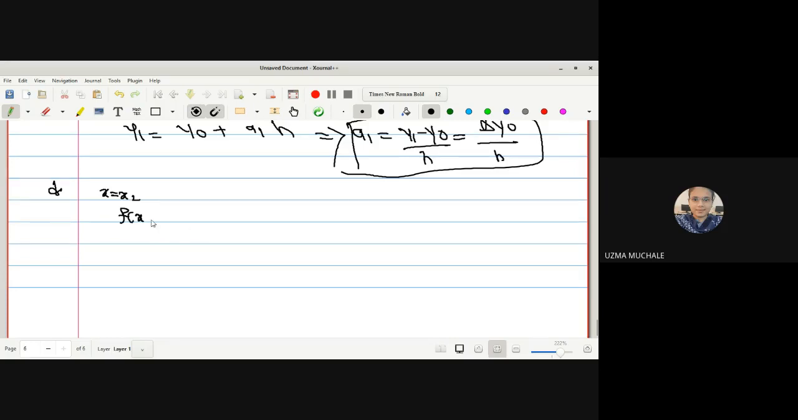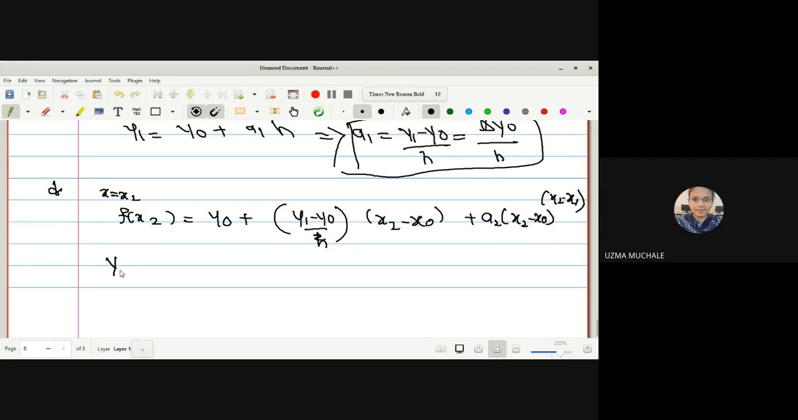Okay, what you have to do is, f of x2 is equal to a0, which is y0, plus the value of a1 we have got, which is y1 minus y0 divided by h, into, what is the value? It is x2 minus x0 now, plus a2 into x2 minus x0 into x2 minus x1. F of x2 is nothing but your y2, equal to y0 plus y1 minus y0. H gets cancelled. Okay, let me write down.